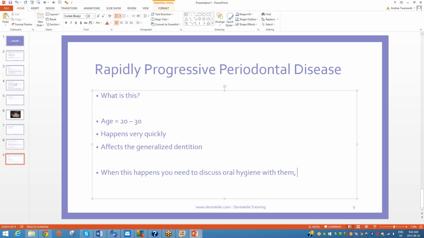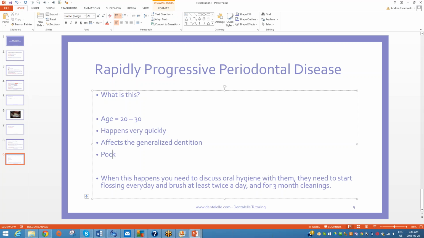So you need to say, well, they need to start flossing every day, and of course brush at least twice a day, and come in to see you every 3 months, and come for 3-month cleanings until those pockets are under control. So let me put down here. Pockets are, let's even say 5 to 6 millimeters when they are normally 3 millimeters to 4. So this would be pretty significant because as soon as you hit the 5 mm mark, they could be starting to lose the bone support around the tooth, and you never want that.